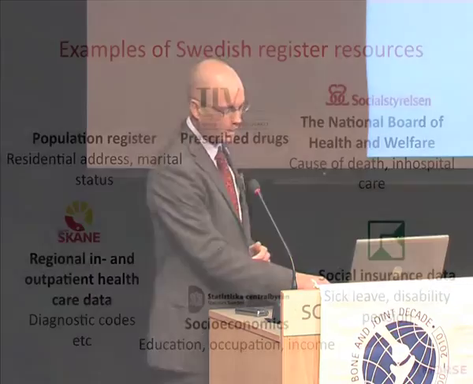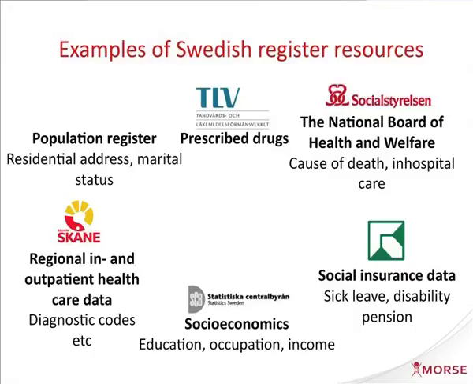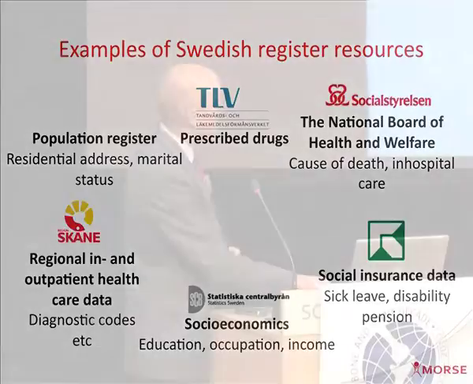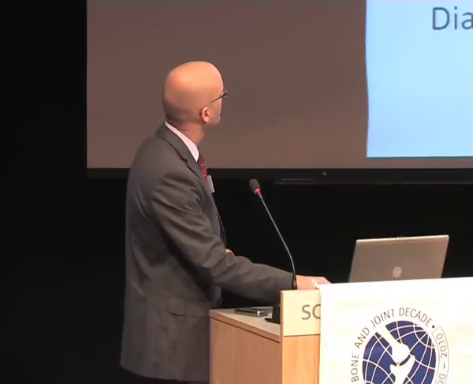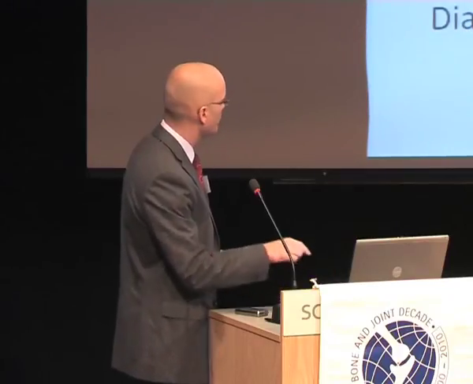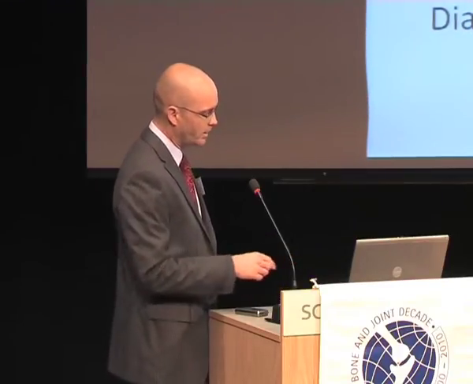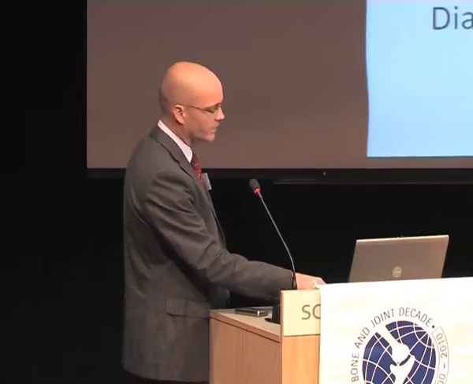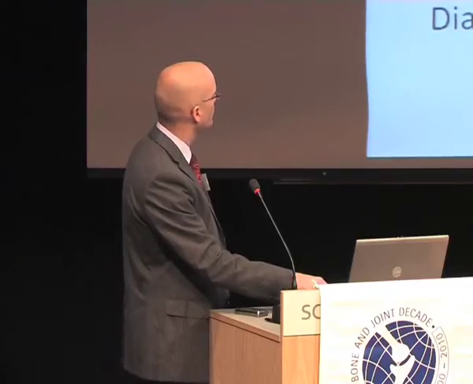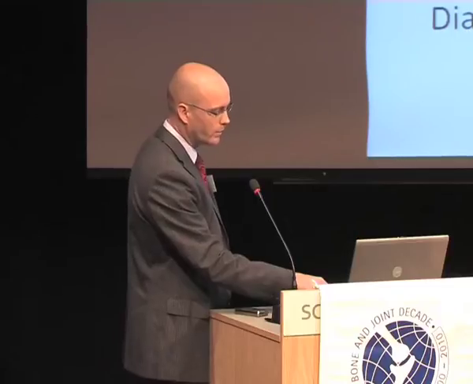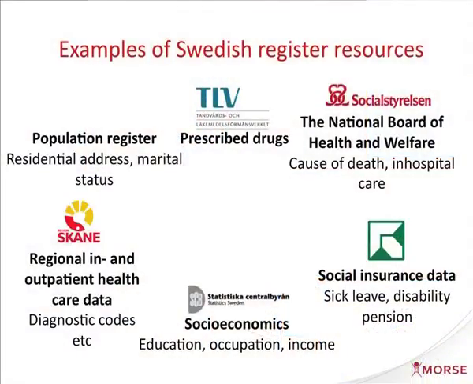We have a lot of nice Swedish registers, and I will just mention a few of them. This is the population register, which keeps track of residential address and marital status and so forth. We have regional inpatient and outpatient healthcare registers containing, for example, diagnostic codes. We have a register to keep track of prescribed drugs. The National Board of Health and Welfare has registers, for example, of cause of death and also in-hospital care on a national level.